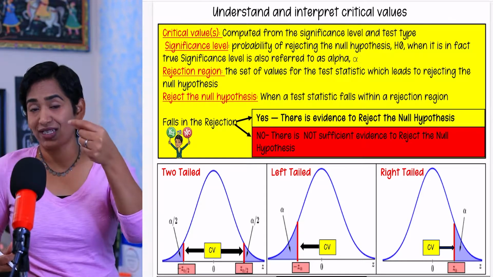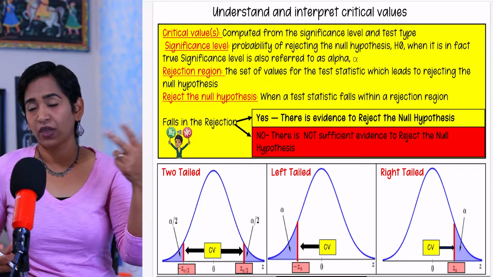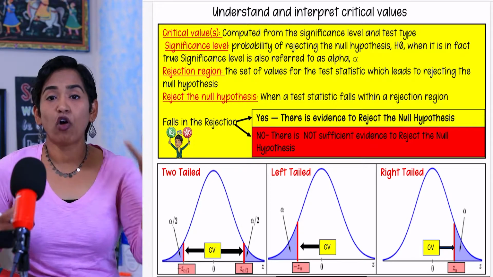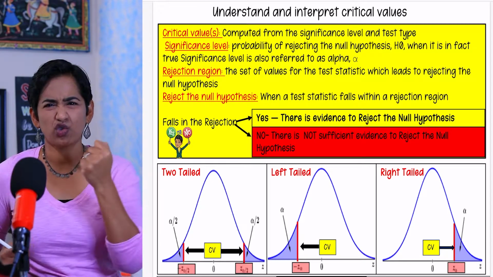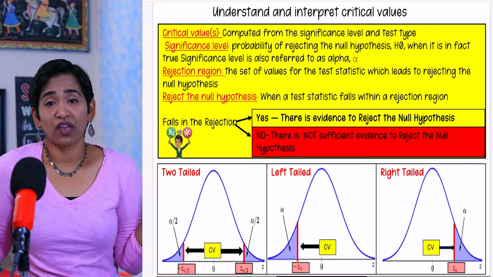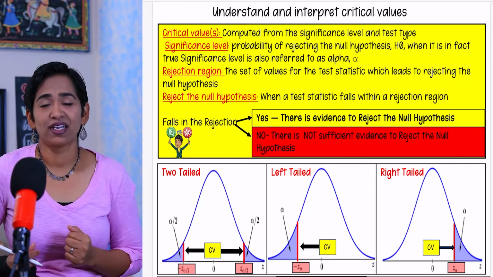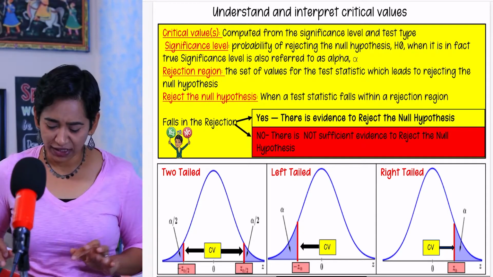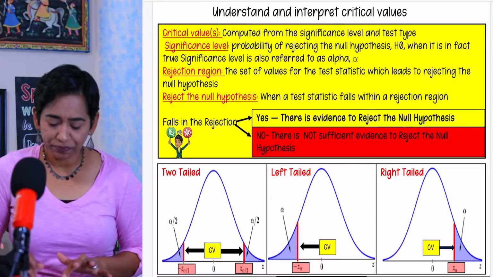Remember, you're either rejecting or you're not rejecting. When do you reject? When it falls in the rejection region. You have strong evidence. When it doesn't fall, you don't have strong evidence to reject your null hypothesis. This terminology is very important. So let's go ahead and take a look.